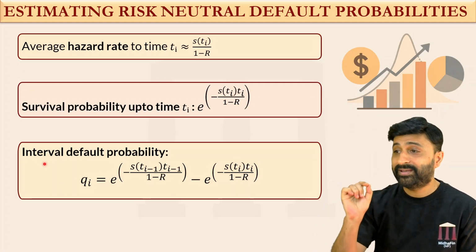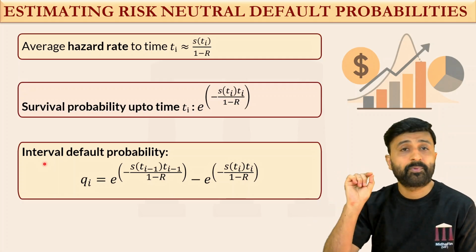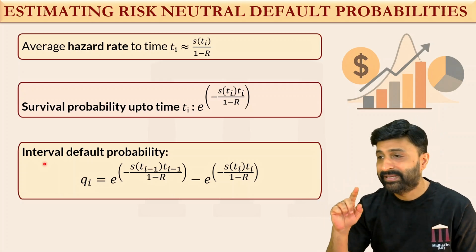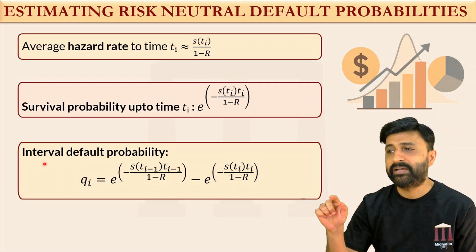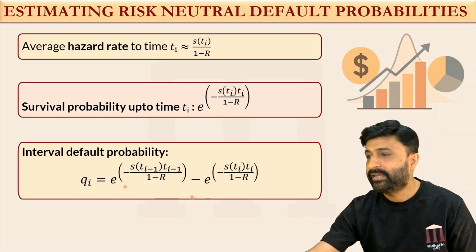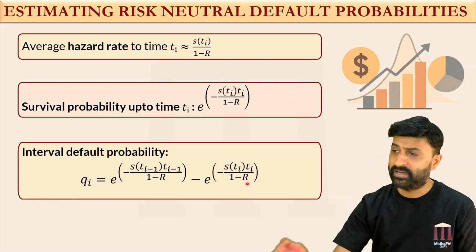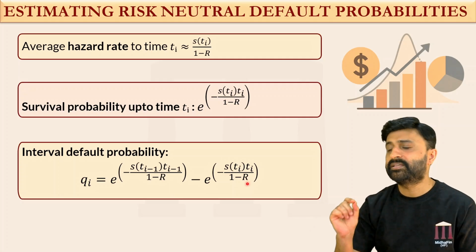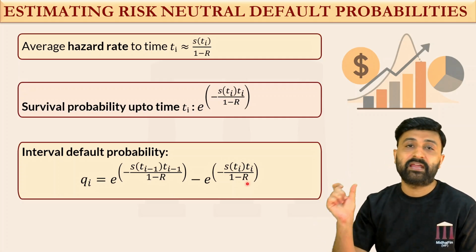Between Ti minus 1 and Ti, what is the probability of default? This is the probability of default. Qi is equal to e raised to the power negative of S(Ti minus 1) multiplied by Ti minus 1, divided by 1 minus R, minus e raised to the power negative of S(Ti) times Ti divided by 1 minus R. Now this must be ringing a lot of bells because we have not only done this in part 2, we have also covered the same idea in FRM part 1 as well.